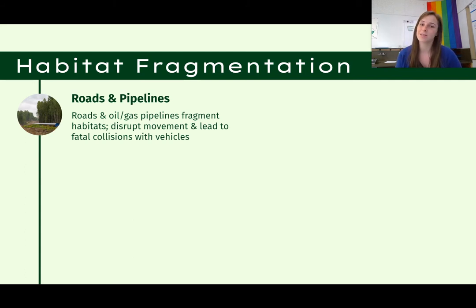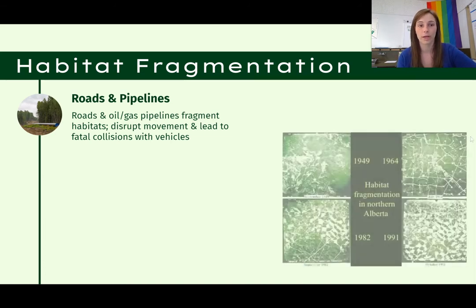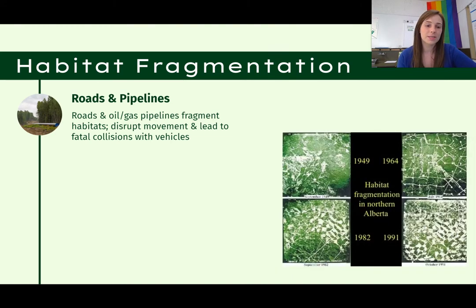If you have ever seen roadkill on the side of the road, you've seen an example of how this habitat fragmentation has led to a loss of organisms. Now, this is a picture that can show you the level of habitat fragmentation. This is in northern Alberta in Canada. This is just in the past, in a 50-year span, not even, like 42 years.